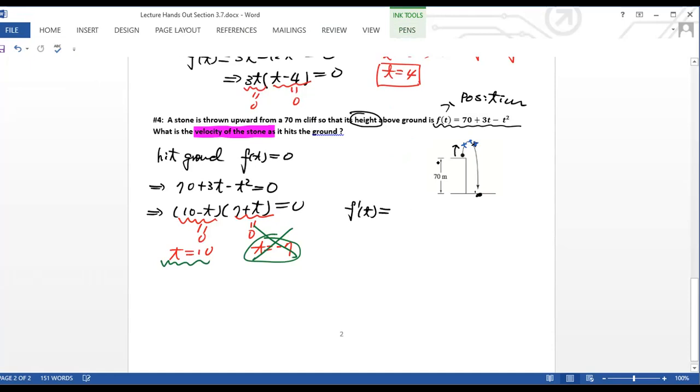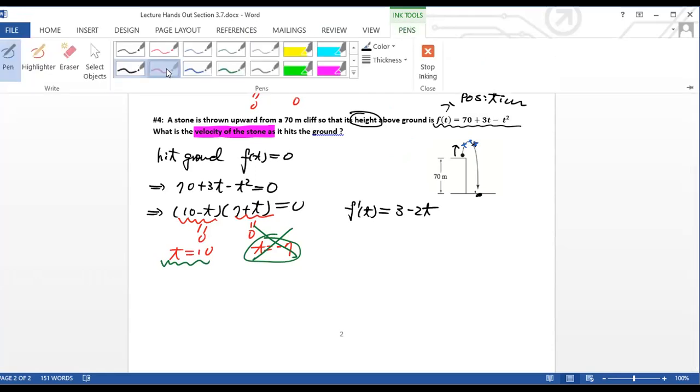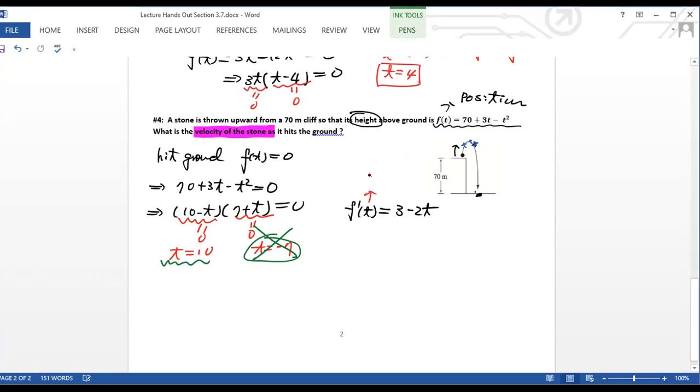So I will say f prime of t. Let's take the derivative. It's 3 minus 2t, right? So at t equal to 10, it will hit the ground. That's why I want to find how fast the speed is. So f prime of 10 is 3 minus 2 times 10. So it's 3 minus 20, right? So this is negative 17 meters per second.